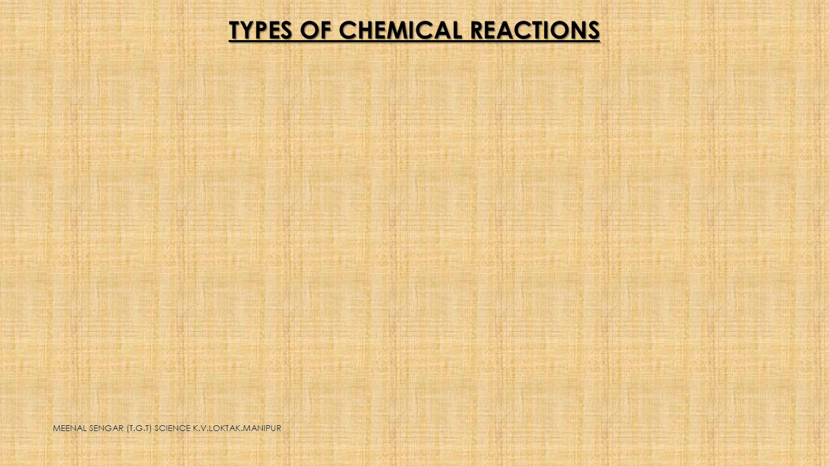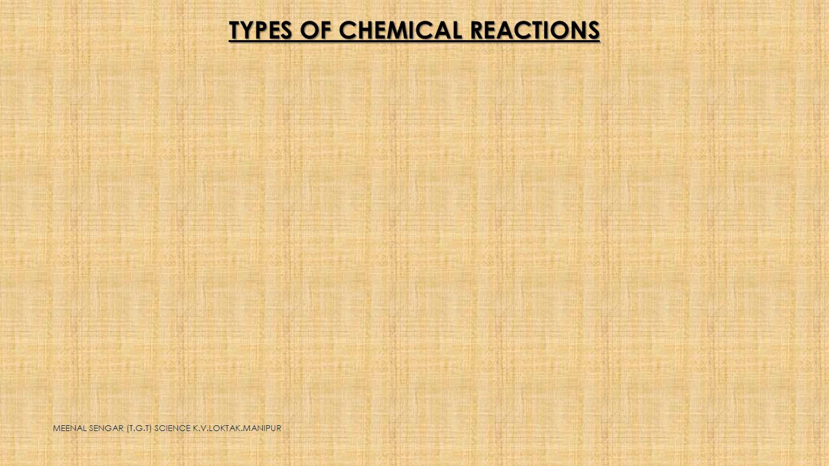Last chapter, in the last session, we studied what balanced and unbalanced chemical reactions are and how a balanced reaction follows the law of conservation of mass. Before studying how to balance a chemical reaction, we have to know how many types of chemical reactions there are.